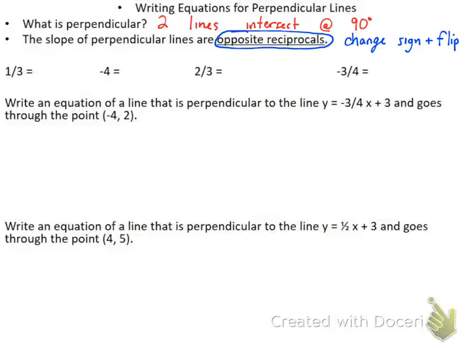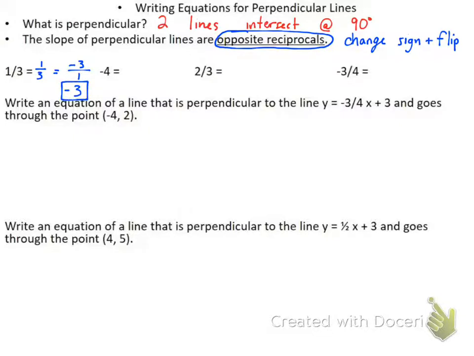With 1/3, I'm just going to rewrite 1/3. The opposite reciprocal of 1/3: this is positive, so I know that opposite is going to make it negative. Then flip over 1/3 and it becomes negative 3 over 1, which is the same thing as negative 3.